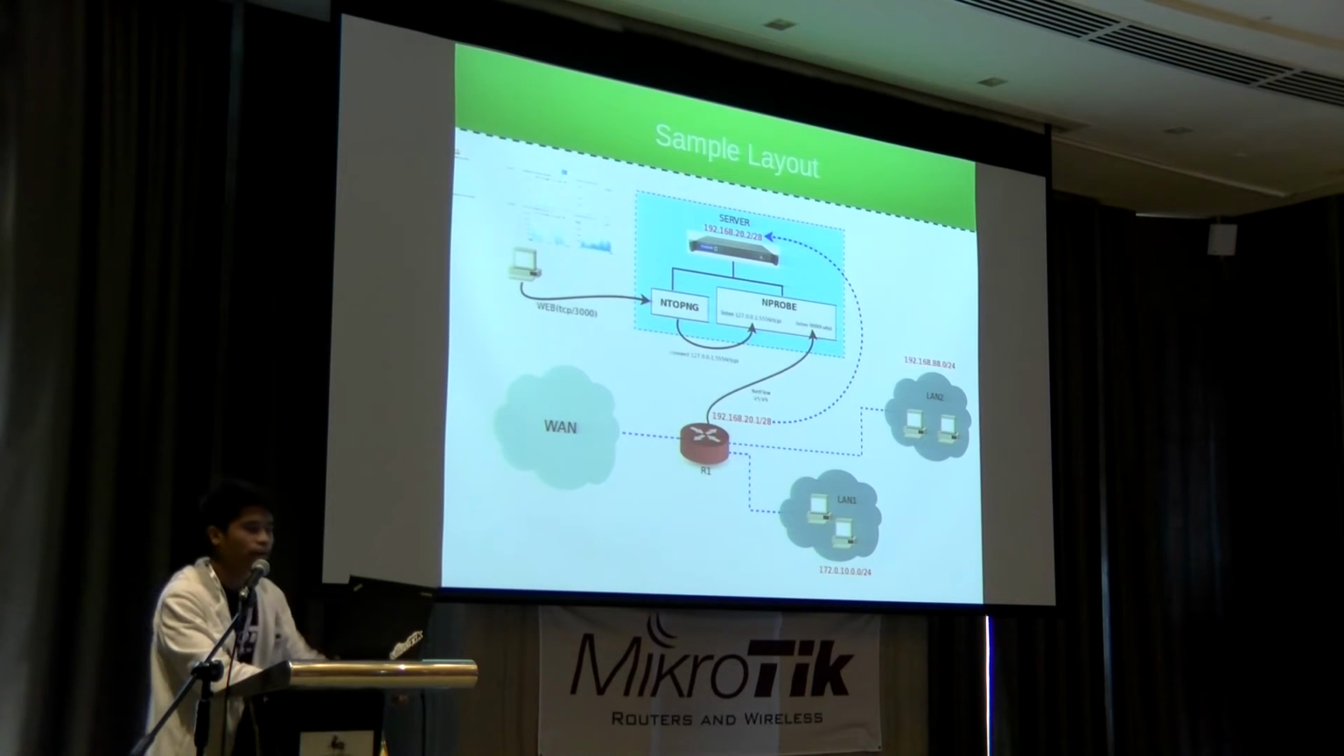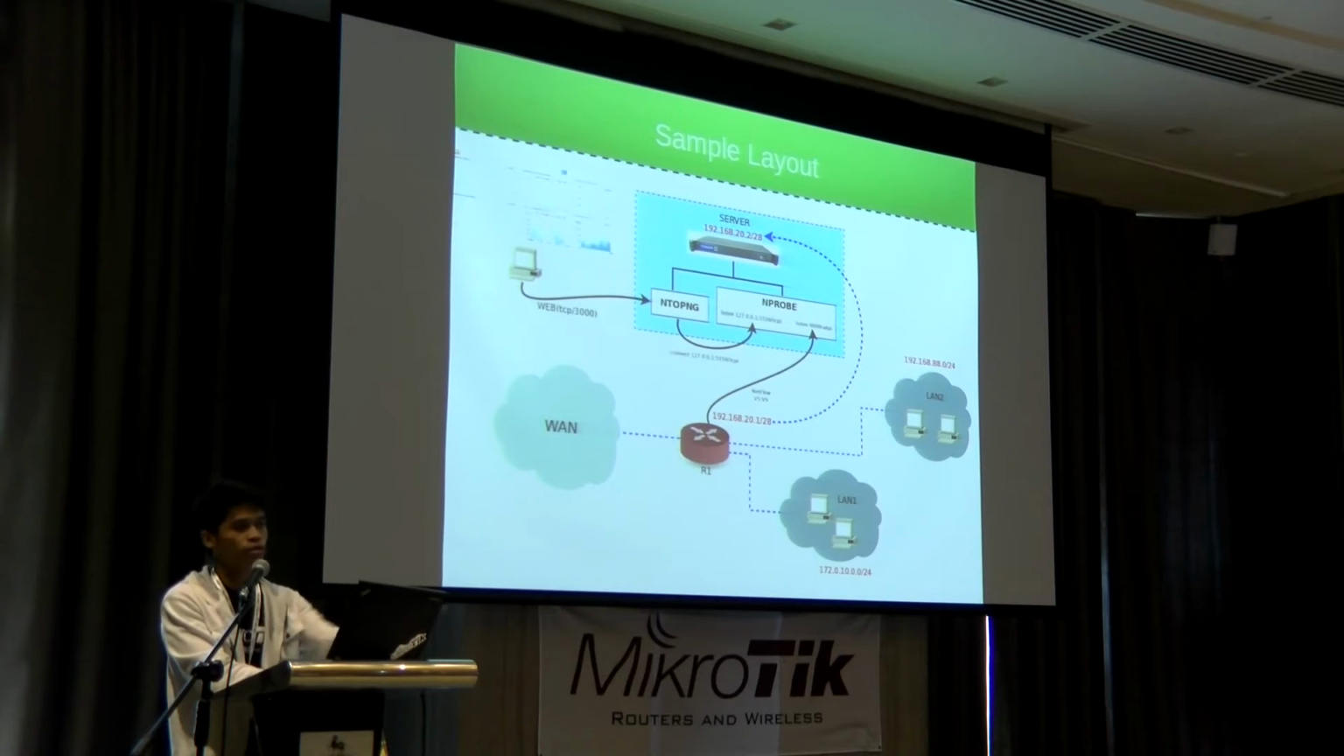Here, we have two different networks, LAN 1 and LAN 2. All the traffic generated by the LANs is passing through the router to the internet. On top of that, we have a connected separate network, or management network, where the server is also located.